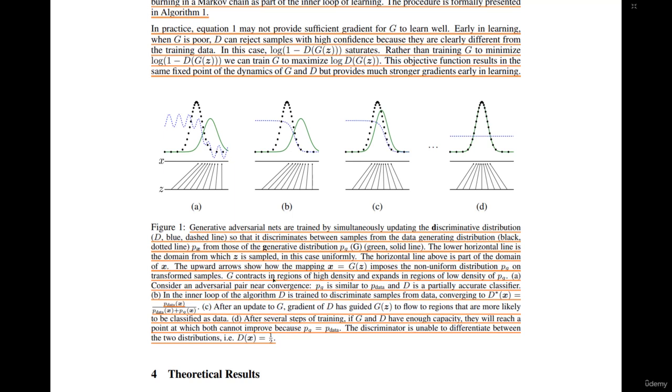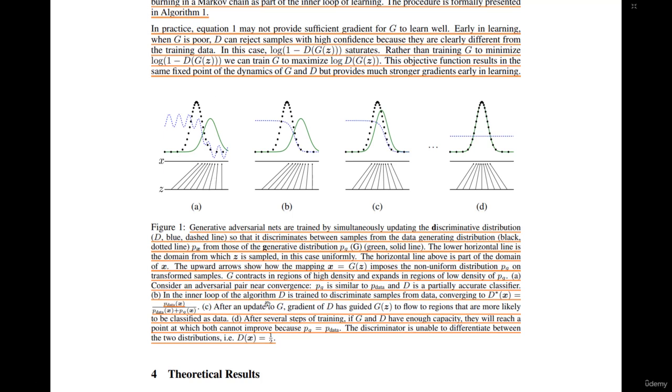Then the upward arrows show how the mapping x = G(z) imposes the non-uniform distribution pg on the transformed samples. G contracts in regions of high density and expands in regions of low density of pg. Now if we look at this first one, that's the A, we have an adversarial pair near convergence. We have that pg is similar to p data and D is a partially accurate classifier. That's what we have here.